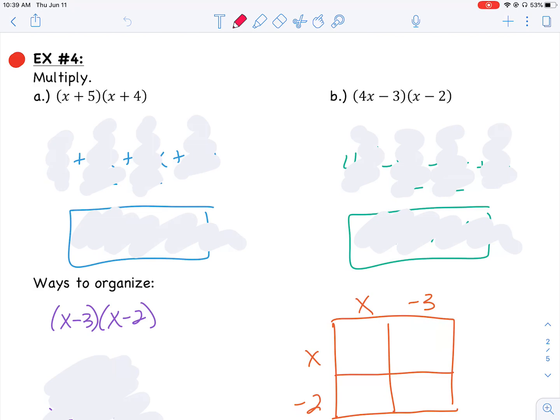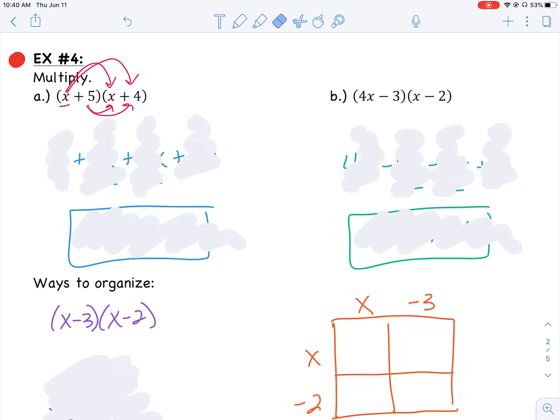So if you look at example number 4 with me, you notice that the parentheses are right next to each other, which means that we're multiplying. But you notice that there are two terms in each of these polynomials. And so what we have to do here is take this first x and multiply it to every term in the second set of parentheses. But then we also have to take the 5 and multiply it to every term inside the second set of parentheses. We've got to distribute both terms.